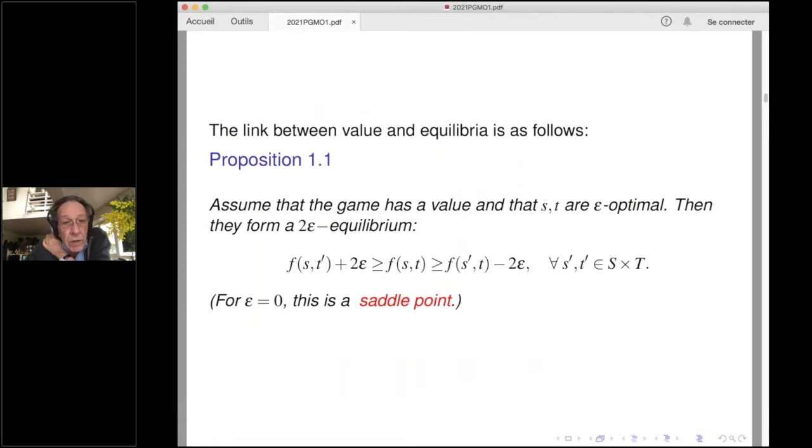The link between value and equilibria is as follows. If the game has a value and you have strategies of both players that are epsilon optimal, then they form a two epsilon equilibrium. In particular, if epsilon is zero, this gives a saddle point of the function F. Note nevertheless that there are games that have a value, but no zero optimal strategy. We'll discuss later on the connection between value and equilibrium.